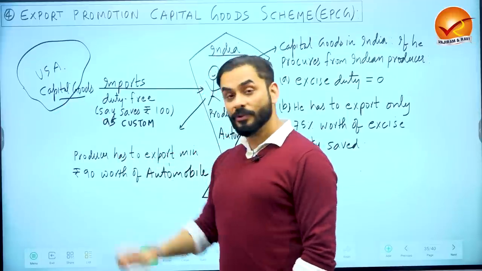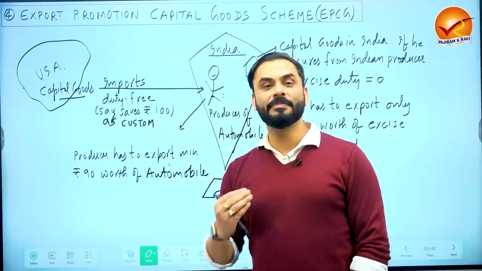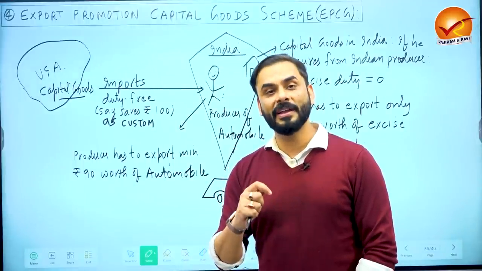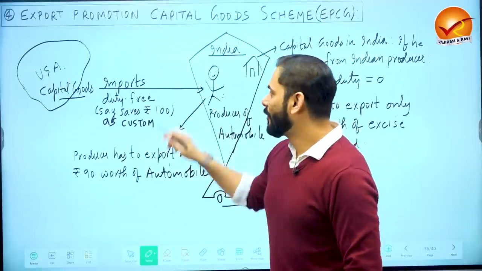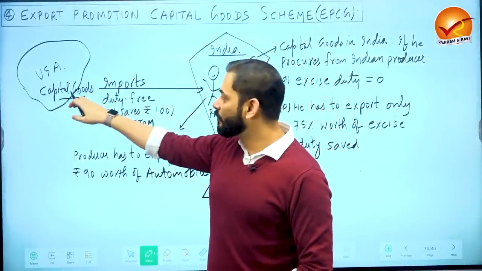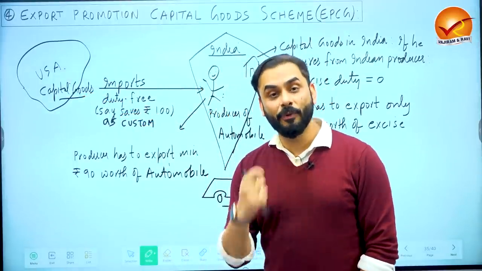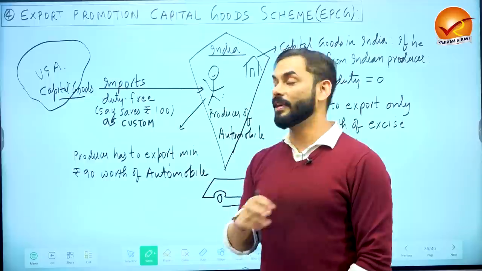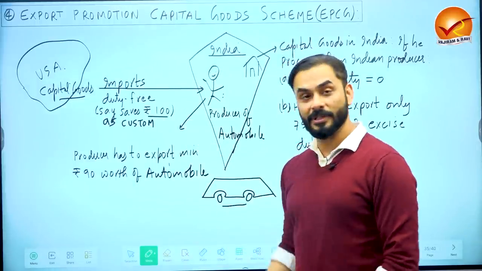A machine is called a capital good, right? Whenever you buy something from a foreign country, you have to pay customs duties, right? So when this guy buys capital goods from the USA, he is supposed to pay customs duties to the government of India. Suppose the value of customs duty is 100 rupees.